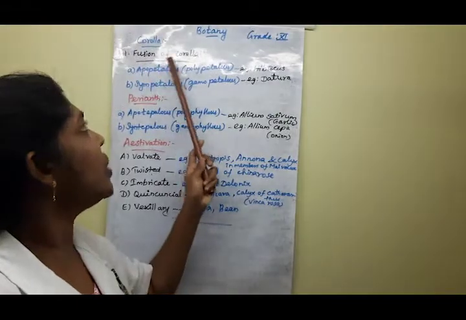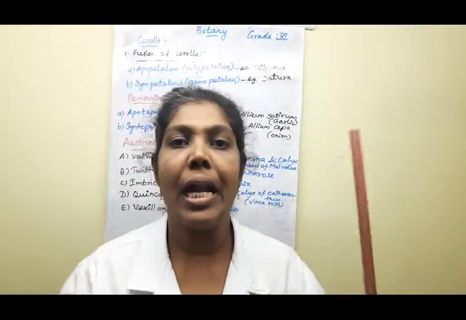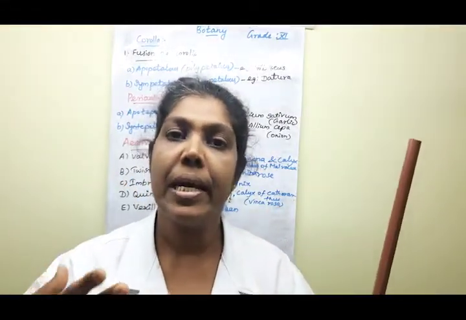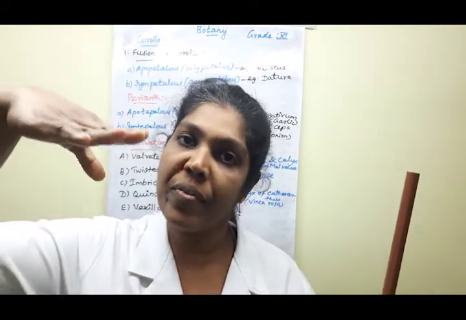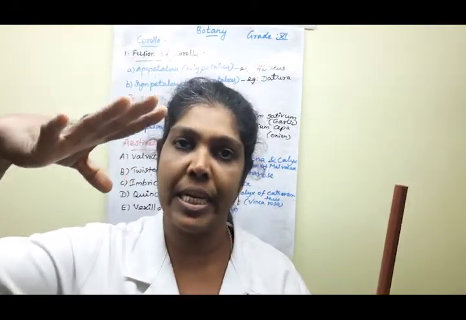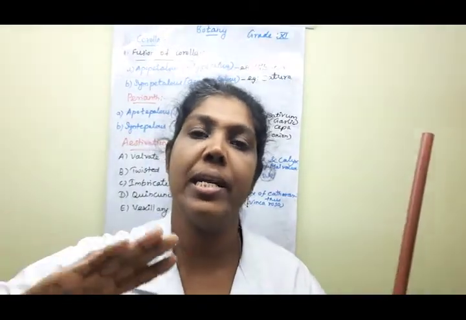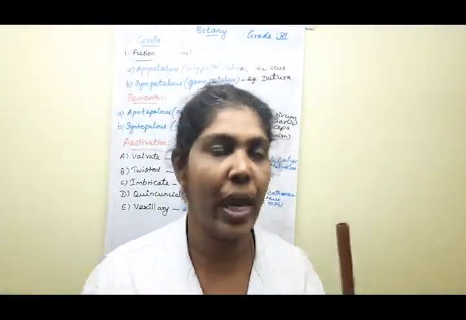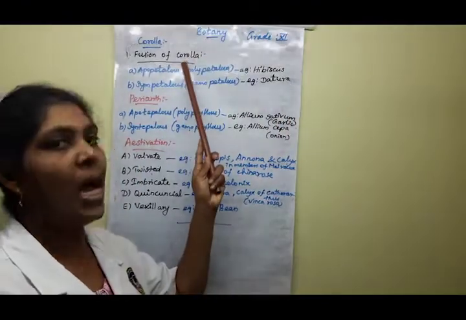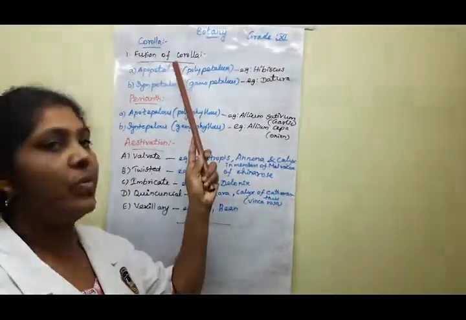The next thing we are going to learn is the fusion of the corolla. Already we completed how the fusion of the calyx works. The same thing is repeated in the corolla region also. This is the fusion of corolla.